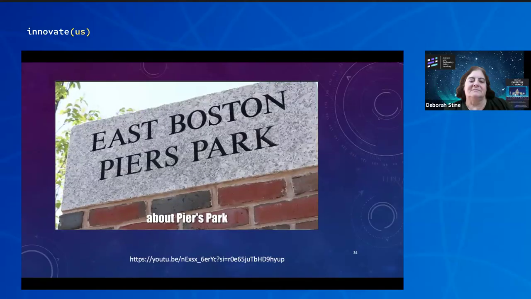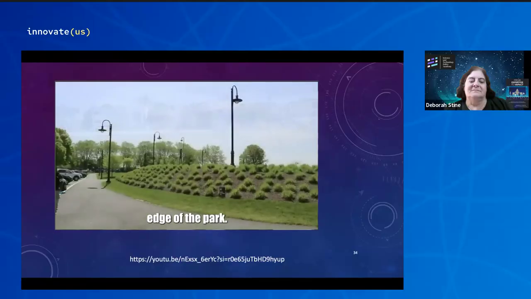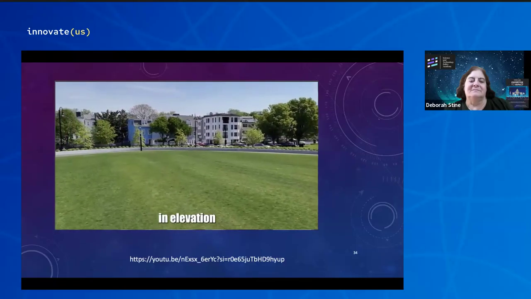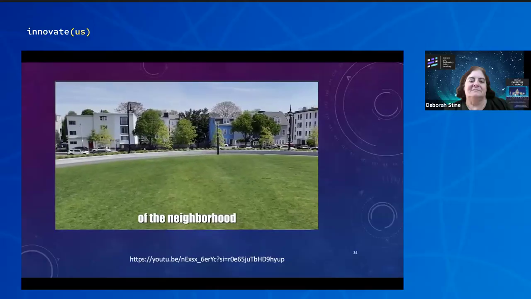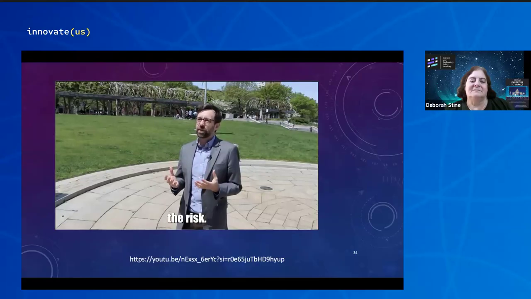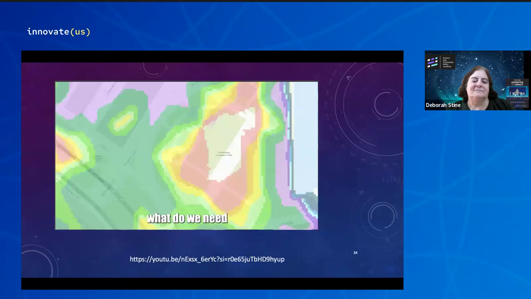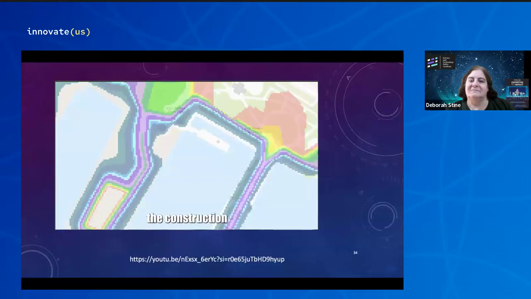Something to notice about Piers Park is that that project integrated a berm into the back edge of the park. So when you're walking around through the pathways in the park, you may not notice that the adjustment in elevation is masking a berm that is intentionally designed to keep waters out of the neighborhood behind the park. All of this work really starts with understanding the risk, and the Massachusetts Coastal Flood Risk Model and the work of the Woods Hole Group has really helped ensure that we have a very good sense of what we need to be building for at what timeline. And it's that work which underpins so much of the construction that we're doing now.